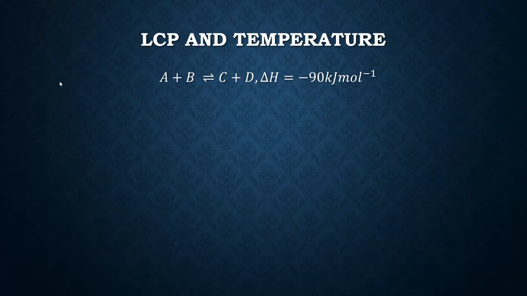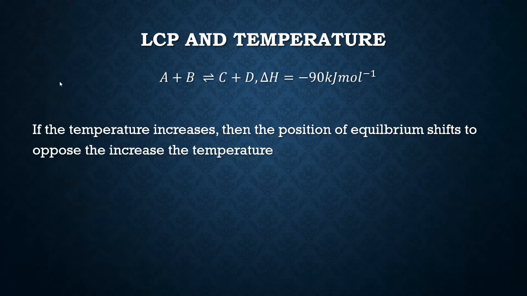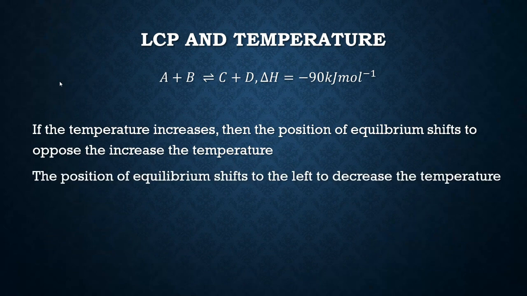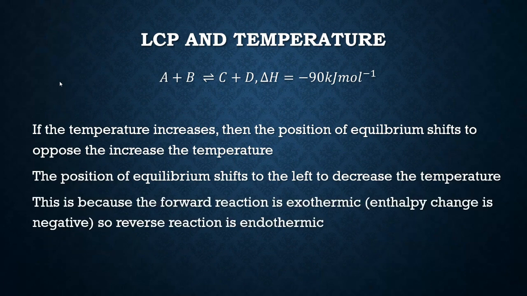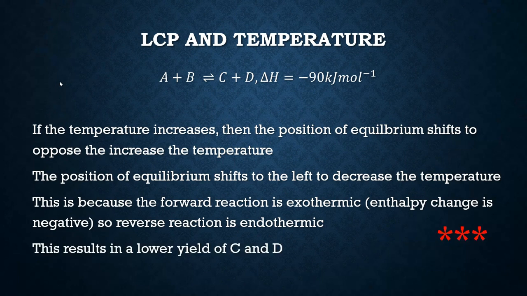So for this reaction, we're looking at temperature. If you increase the temperature, then equilibrium shifts to oppose the increase. And in this case, it will shift to the left to decrease the temperature. And we know that because the forward reaction is exothermic, since delta H is negative, so the reverse is endothermic, which will decrease the temperature. And since it's moving away from C and D, there'll be a lower yield of C and D.